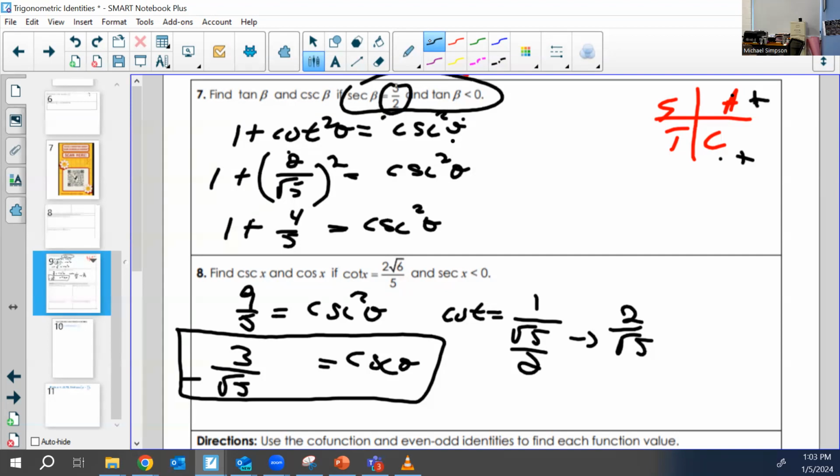But then it tells you also that tangent of the same angle is less than 0. That means tangent for this angle is negative. Where is tangent negative? Well, tangent is negative here, and here. So that's the quadrant we want, where secant is positive and tangent is negative. So that's the one we look at.